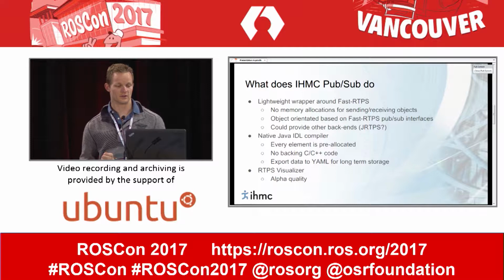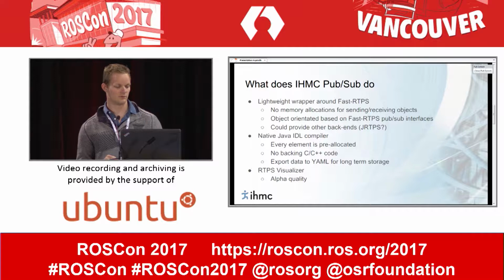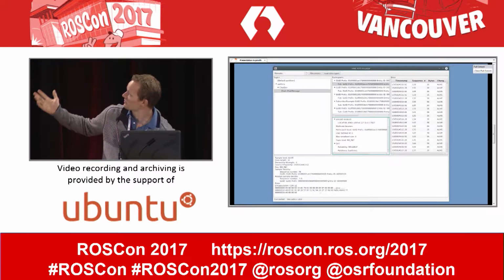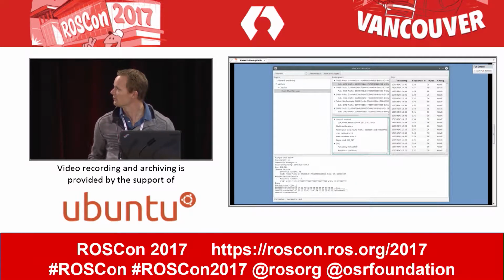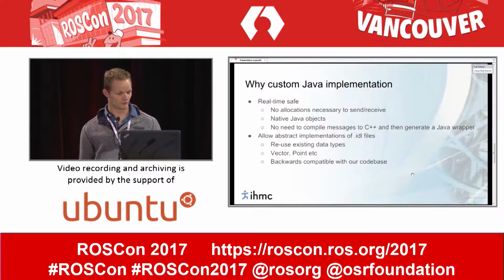Big thing is native Java IDL compiler. Goes straight from IDL to Java code. Every element is pre-allocated, even strings. And there's no C++ code you have to compile, so you don't have to go through that step. Also can export data to YAML for long-term storage, and then when you change your message, you can still read the old fields. And then we have an RTPS visualizer for debugging, and that's in alpha quality. So this is a picture of what kind of view we get over our network using our tools.